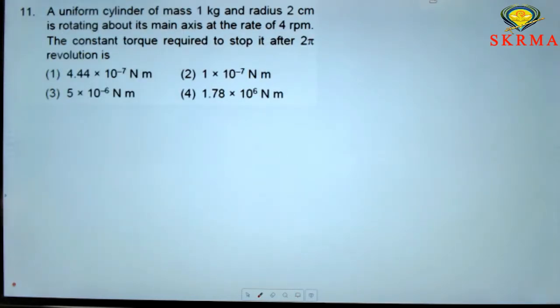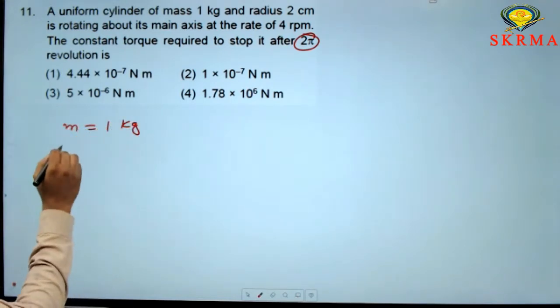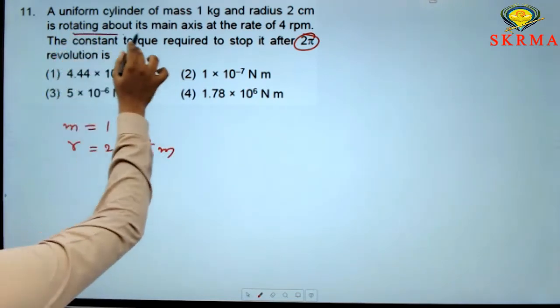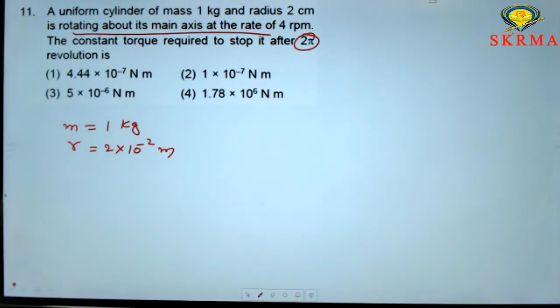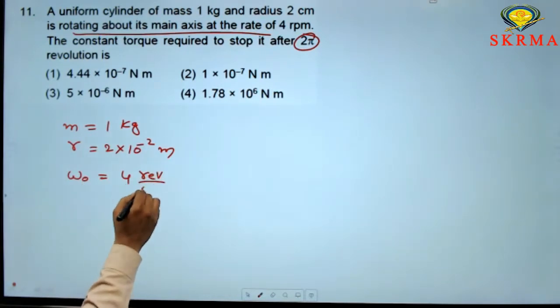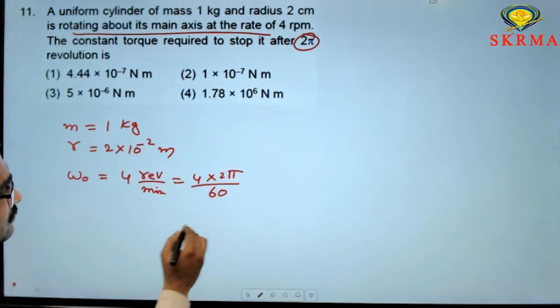Next, a uniform cylinder of mass 1 kg and radius 2 cm is rotating about its main axis at the rate of 4 rpm. Now a constant torque is applied to stop it after 2 pi revolutions. Now write down the given quantities. Mass is given as 1 kg. Radius is given as 2 cm, that is 2 into 10 power minus 2 meter. Next, it is rotating about its main axis at a rate of 4 rpm. So the initial angular velocity is 4 rpm, revolutions per minute. That means 4 into 2 pi by 60 radian per second.